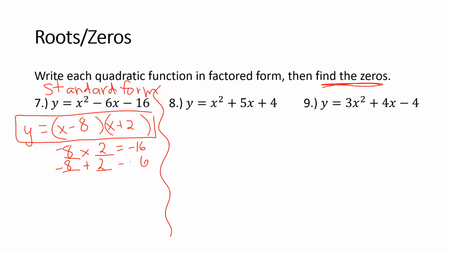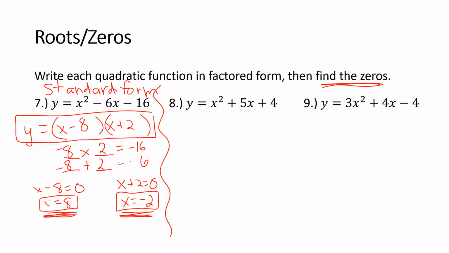Now we also want to find the zeros. All we're going to do is set those equal to 0. So either x minus 8 is equal to 0 or x plus 2 is equal to 0. And if we solve for x, on the left-hand equation, I would add 8 to both sides. You get x equals positive 8. And on the right-hand side, if you subtract 2 on both sides, you end up with x equals negative 2. So basically, if you were to graph this thing, it would cross the x-axis at negative 2, and it would cross the x-axis at positive 8. And that's what your parabola would look like.